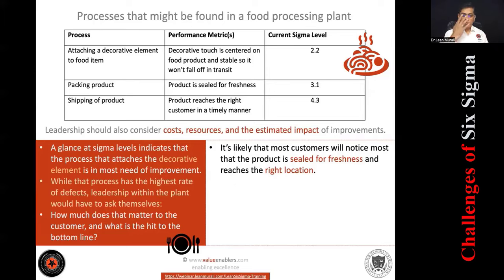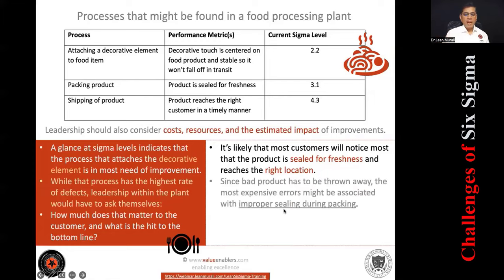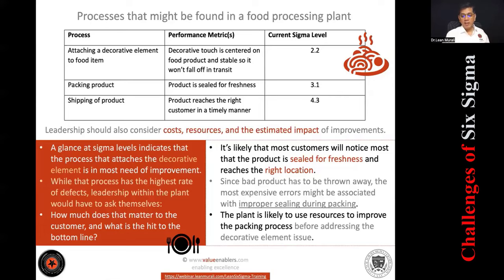Because you wanted a fresh product. Even if the decorative element is slightly disturbed, you will not throw away the piece. Okay. But if it is not fresh and if it is spoiled, then you will throw away the piece. So the bad products have to be thrown away, and the most expensive errors might be associated with improper sealed packing. And so the plant is likely to use resources to improve the packing process. How many of you agree with this? Type agree in the chat box.